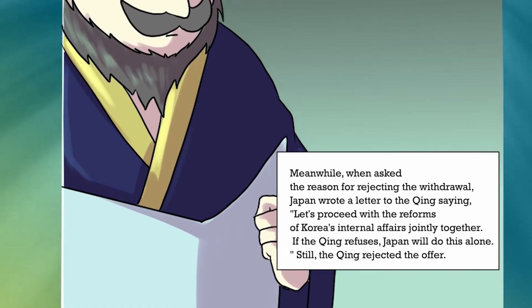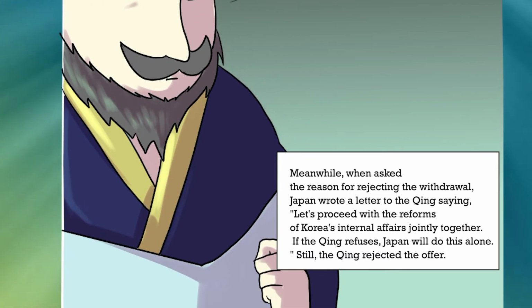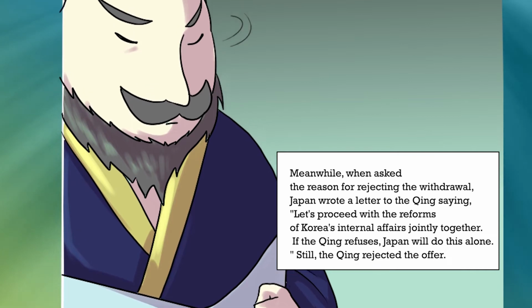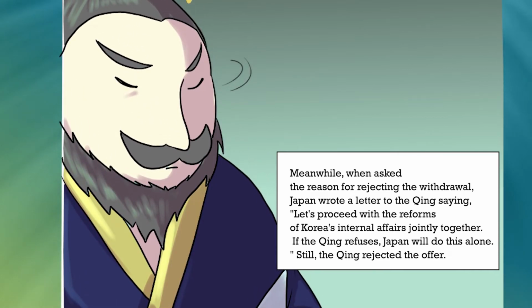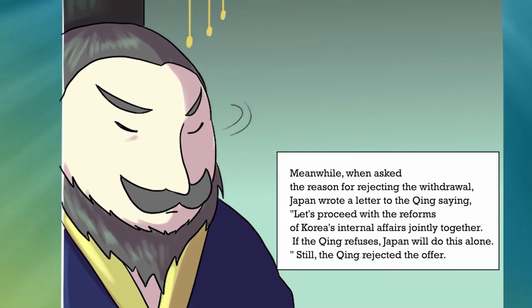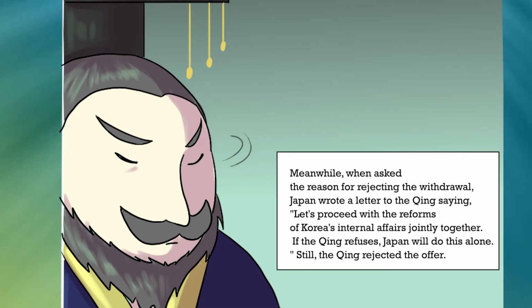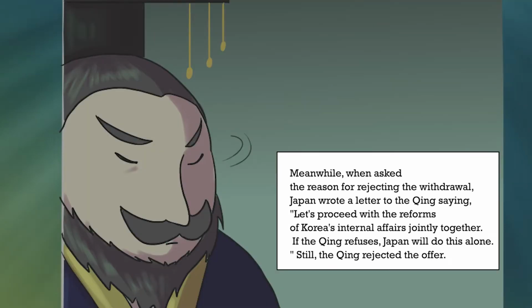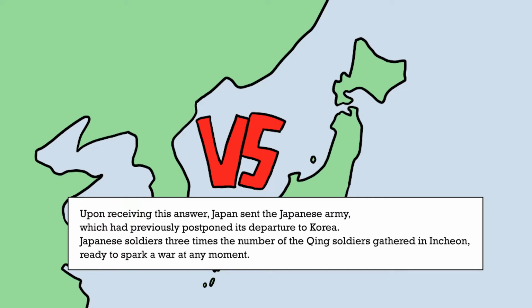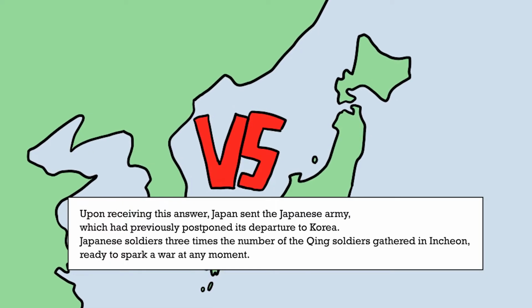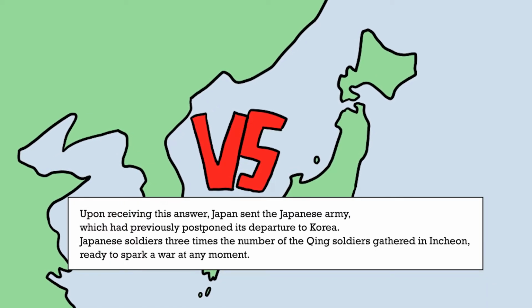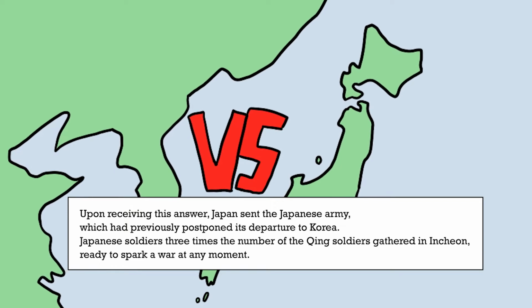Meanwhile, when asked the reason for rejecting the withdrawal, Japan wrote a letter to the Qing saying, "Let's proceed with the reforms of Korea's internal affairs jointly together. If the Qing refuses, Japan will do this alone." Still, the Qing rejected the offer. Upon receiving this answer, Japan sent the Japanese army, which had previously postponed its departure to Korea.